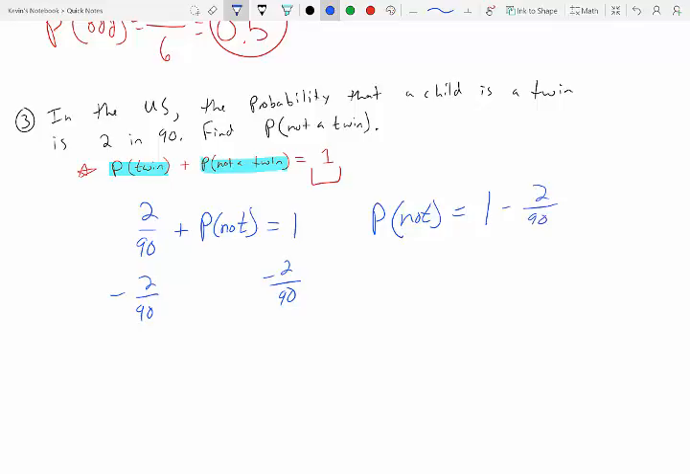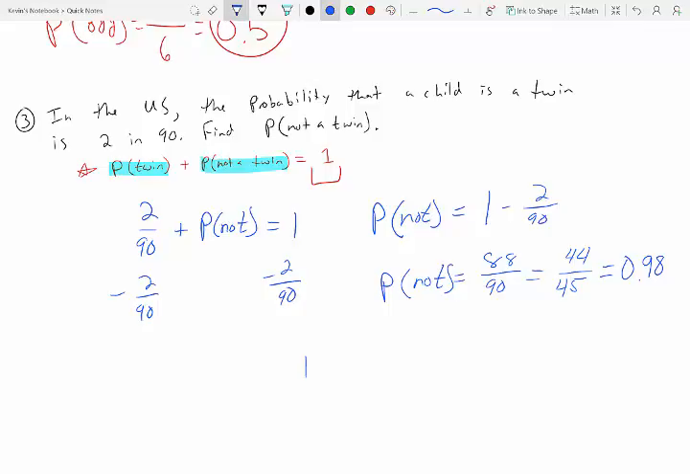Then when we simplify that, we get the probability of not a twin equals 88 over 90. This one we have to simplify, and we say 44 over 45. And if we wanted to put this into decimal form, we'd have 0.98 once we round it. So the probability of not a twin is 0.98, which is pretty close to 1.